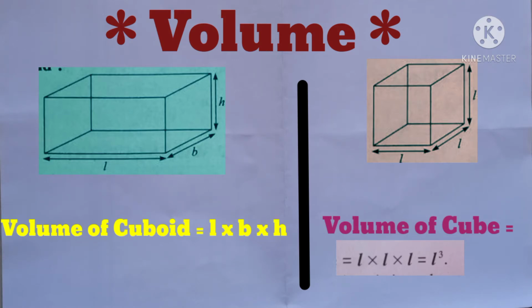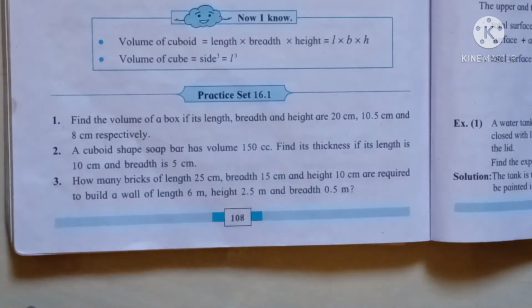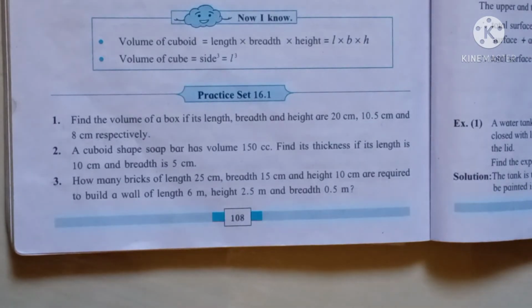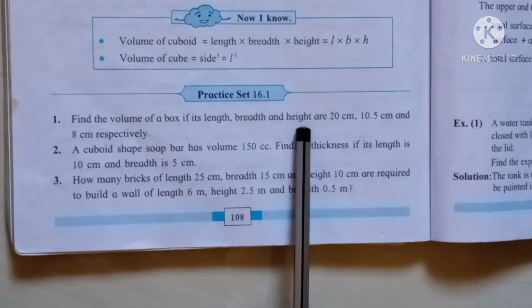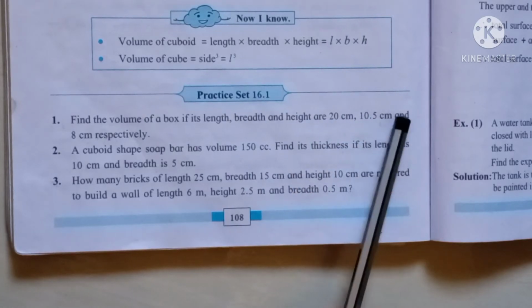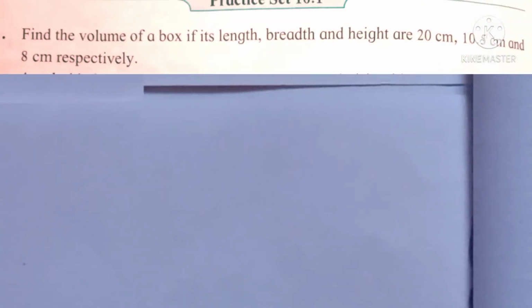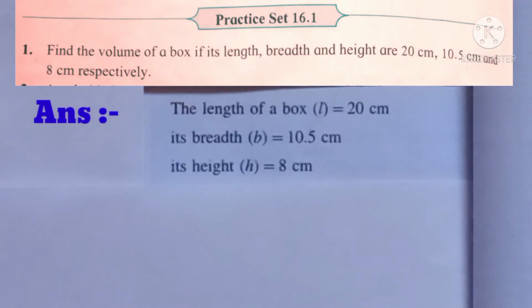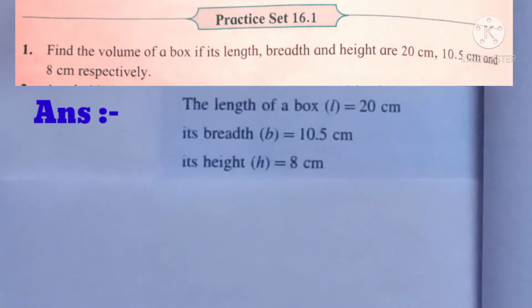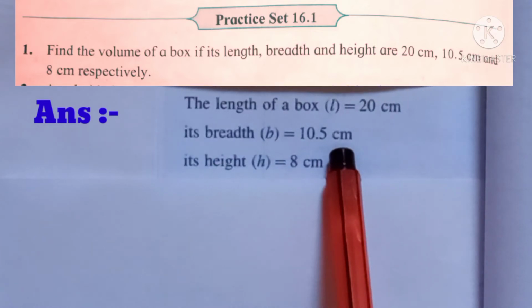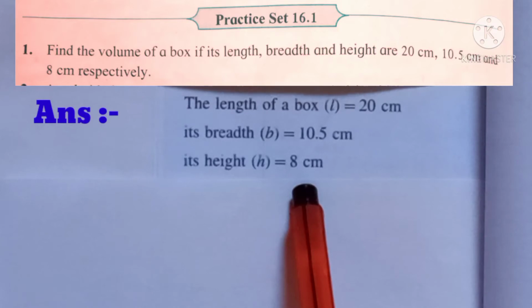So without wasting our time, let's use this formula in the practice set number 16.1 to solve some sums. So students, this is our practice set number 16.1, which is given on the page number 108 and 109. Let's see the first question. Find the volume of box if its length, breadth and height are 20 centimeter, 10.5 centimeter and 8 centimeter respectively. Let's see the answer. Students, here at first we have to write what is given in the question. First of all, the length of the box is 20 centimeter, the breadth of box is 10.5 centimeter and its height is 8 centimeter.